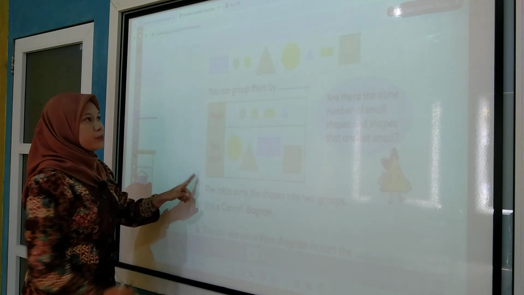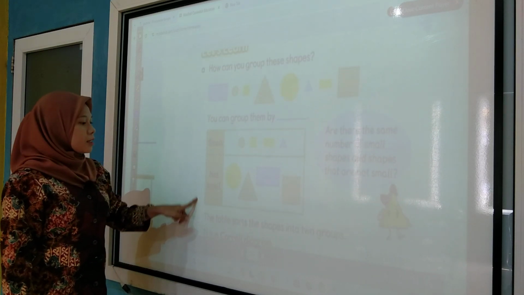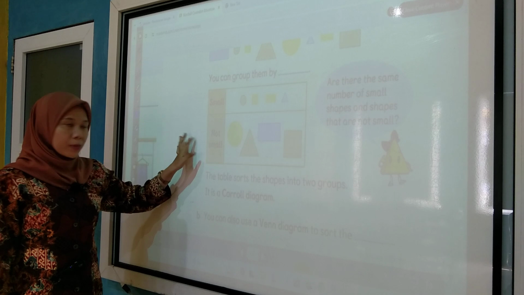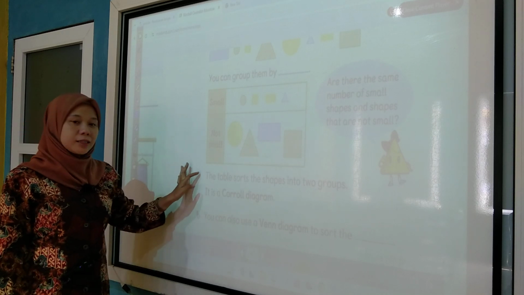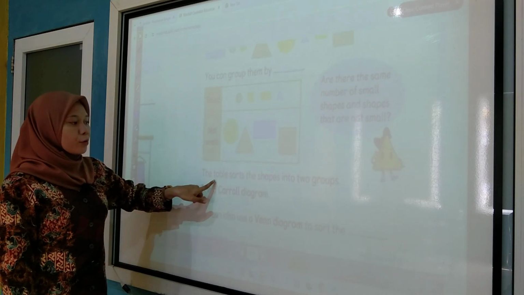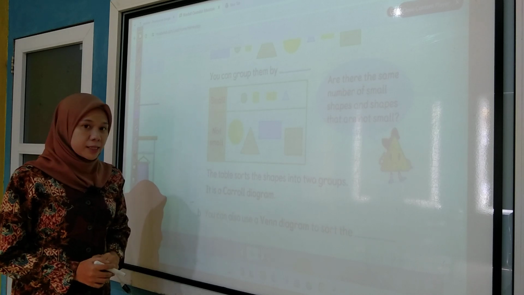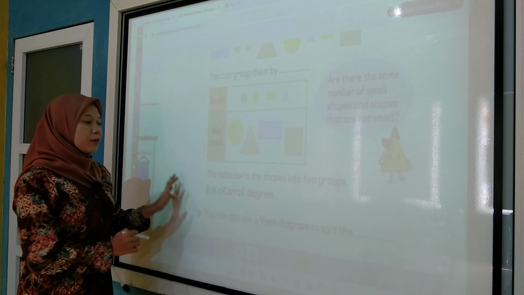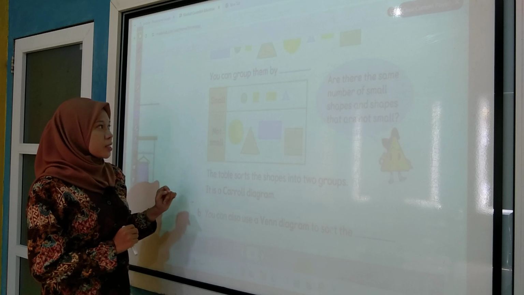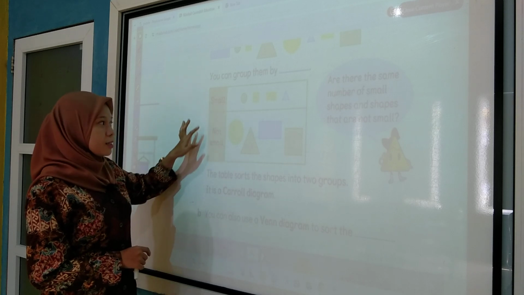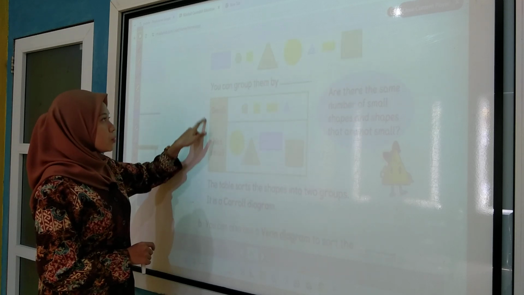We go to the first one. It is the Carroll diagram. What is a Carroll diagram? A Carroll diagram is a table that we use to sort objects into two groups. A Carroll diagram has two columns like this, as you can see here, 1 and 2.